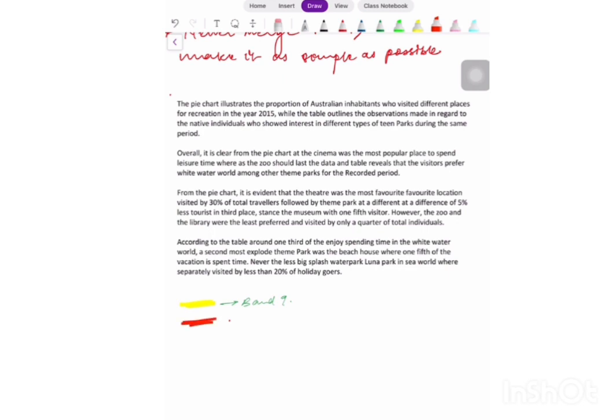So from the pie chart, it is evident that the theater was the most favorite location, visited by 30% of total travelers, followed by theme park at a difference of 5% less tourists. In third place stand... So "in third place" is also a good linker. "However" is a good linker.